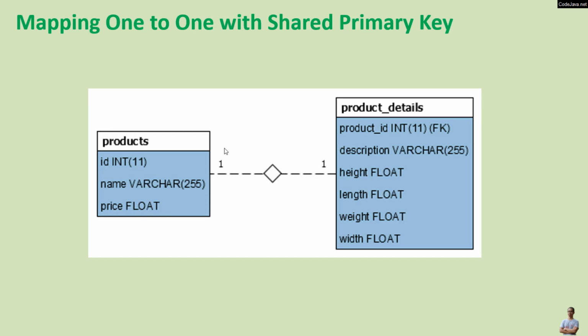Now, let's implement the first kind of one-to-one entity relationship, that is one-to-one with shared primary key. Suppose that we need to implement a one-to-one entity relationship between products and product details. You see, in the products table, it has the primary key column ID, and in the product details table, it has product ID as the primary key column, and both these two primary key columns share the same values. That's why it is called one-to-one with shared primary key.